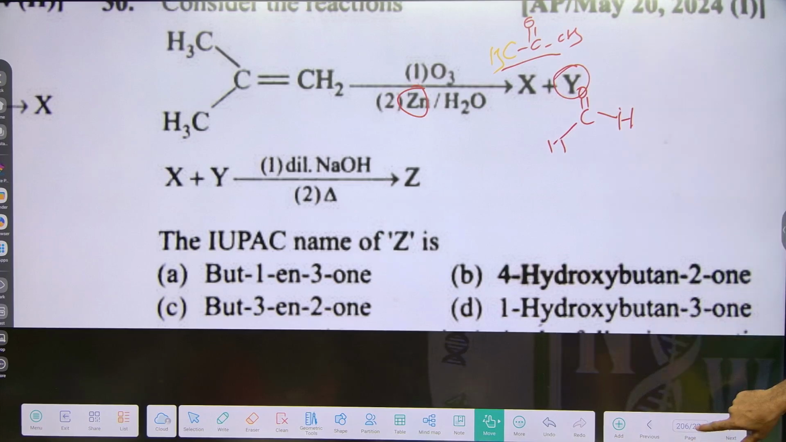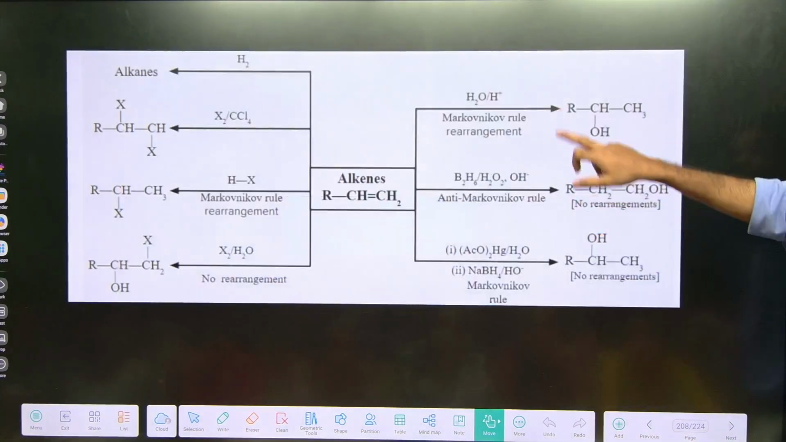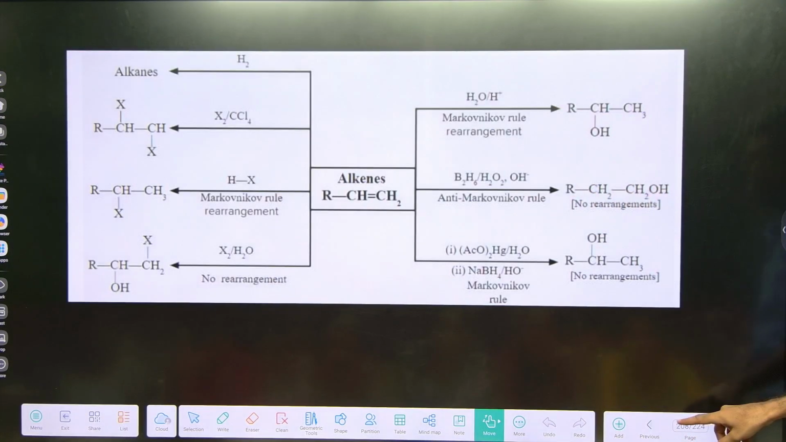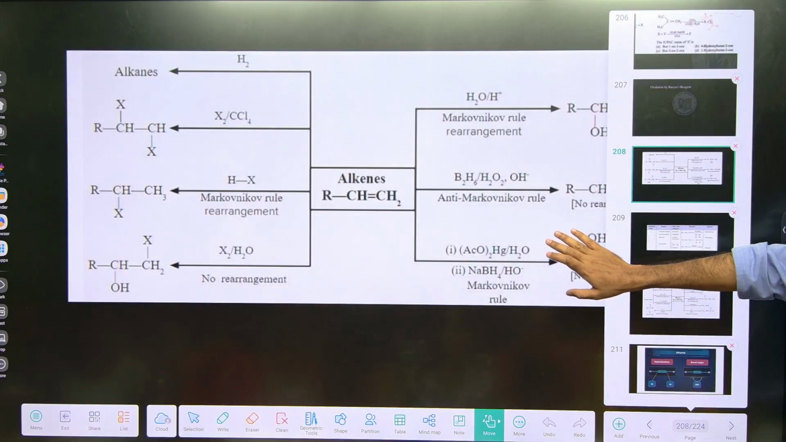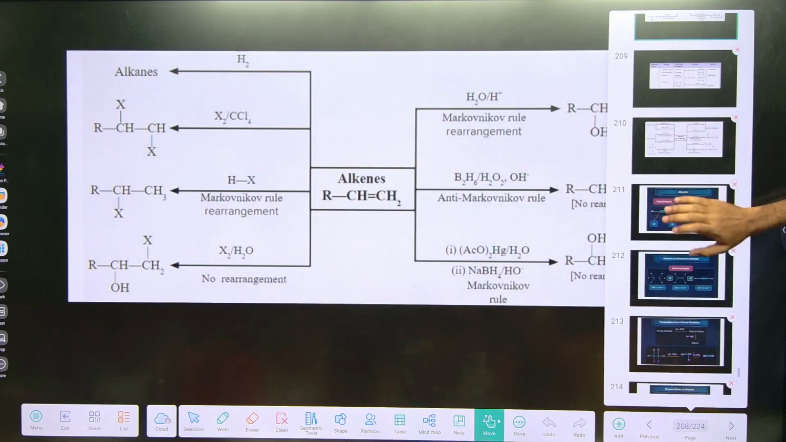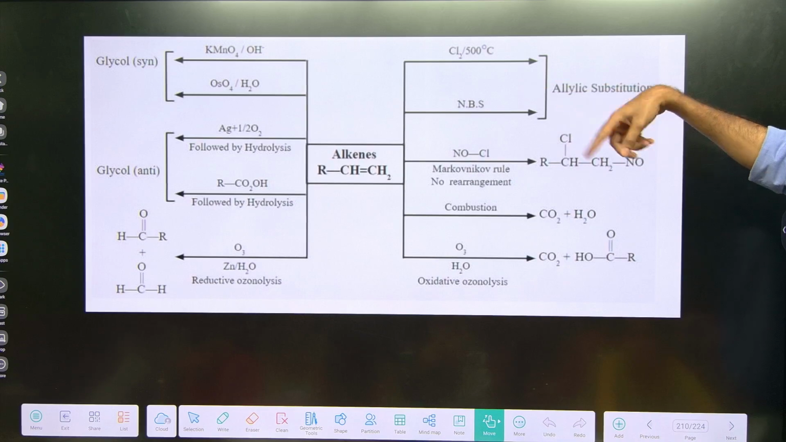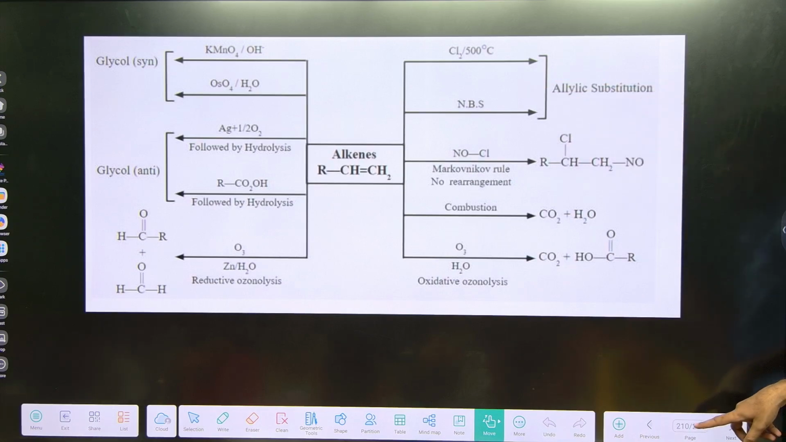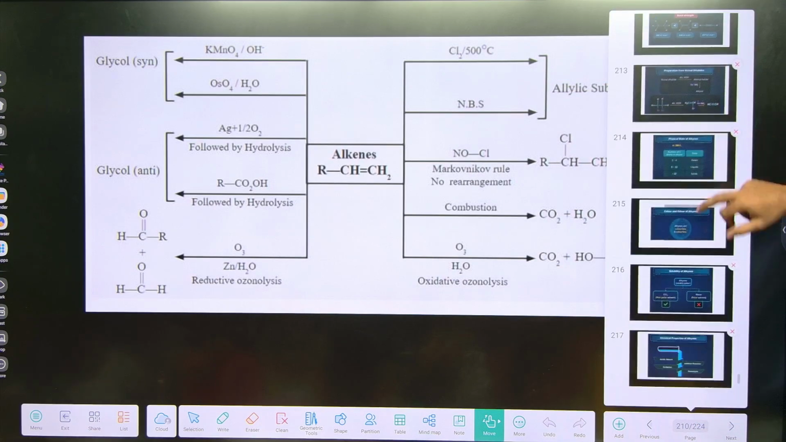See, all the reactions are summarized here. Here you can refer to it. All these slides are here only. I don't know whether you are referring to them or not. All the reactions are summarized here for your reference. You can see them after the class. Okay, next one.